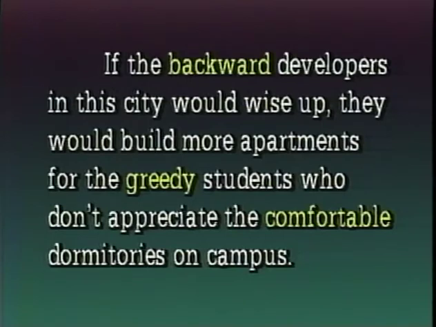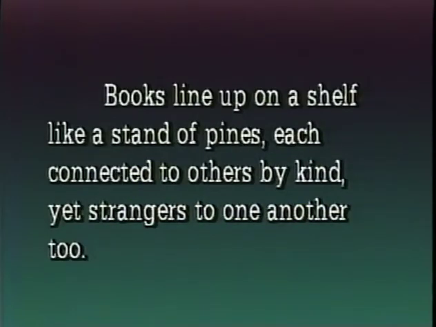In an effort to avoid bias, some writers revert to dry, non-committal writing. Remember, your job as a writer is to help the reader imagine what you see. Examine the following sentence. Books line up on a shelf like a stand of pines, each connected to others by kind, yet strangers to one another too. Notice how the writer presents a picture. He or she compares the books to a stand of pines and gives the books a human quality by calling them strangers. These are just two ways to enliven your writing. Carefully choosing adjectives, adverbs, and active verbs which appeal to the senses are other ways to add zest to your prose.